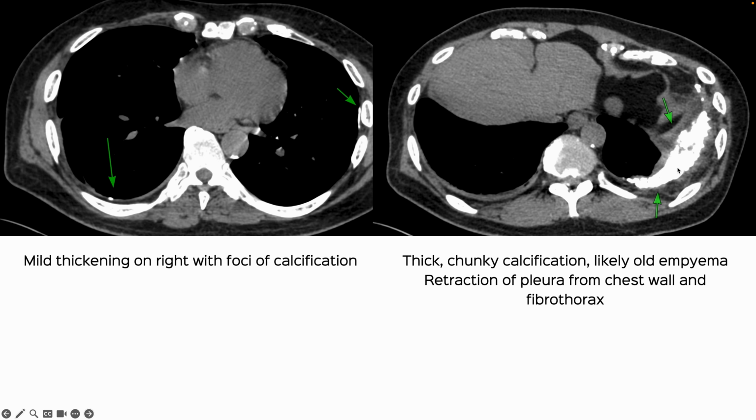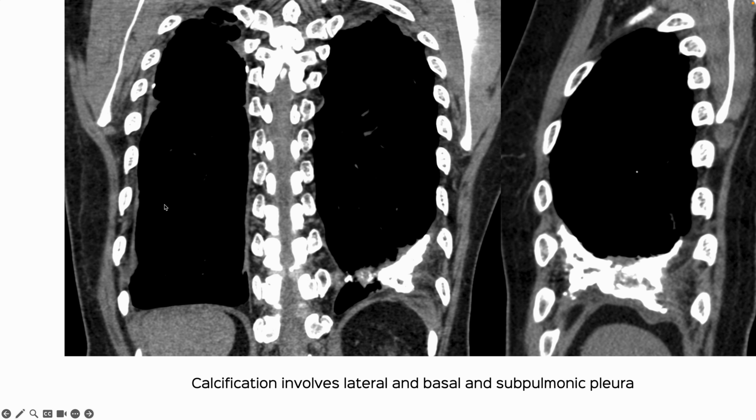And you can see that in all its glory in the mediastinal windows: a thick calcification involving the visceral and the parietal pleura, retraction of the pleura from the chest wall, the changes in the adjacent lung, the contracture of the hemithorax, the crowding of the ribs. See the reduced AP diameter here, the reduced mediolateral diameter. And then on the right also there is a little bit of diffuse calcification thickening with a focus of calcification. Again, beautifully seen on the coronal and sagittal images.